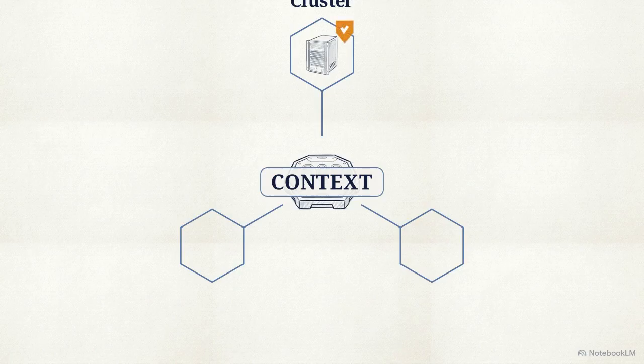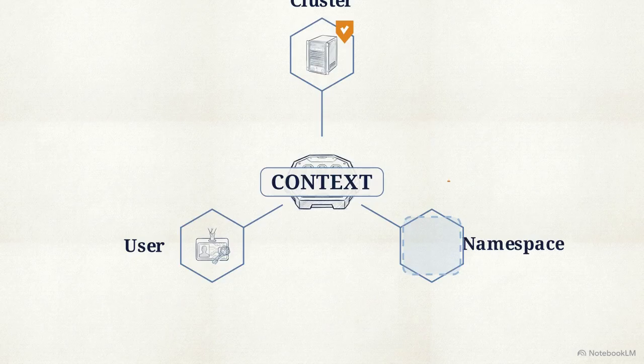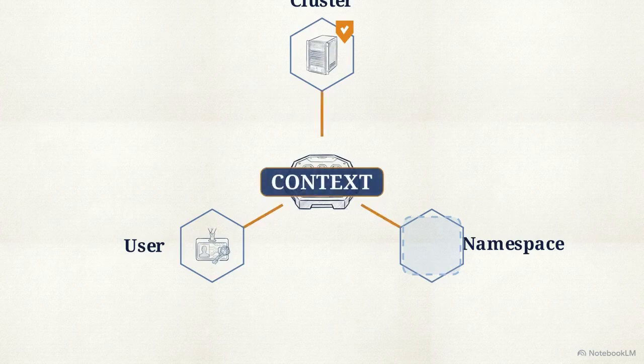The context relies on 3 variables. The first is the cluster. This defines the target compute destination and holds the server's public certificate to verify its identity. The second variable is the user. This establishes exactly who is connecting to the server, verified by a cryptographic token. The third variable is the namespace. This acts as the default logical boundary, constraining the connection to a specific operational area.